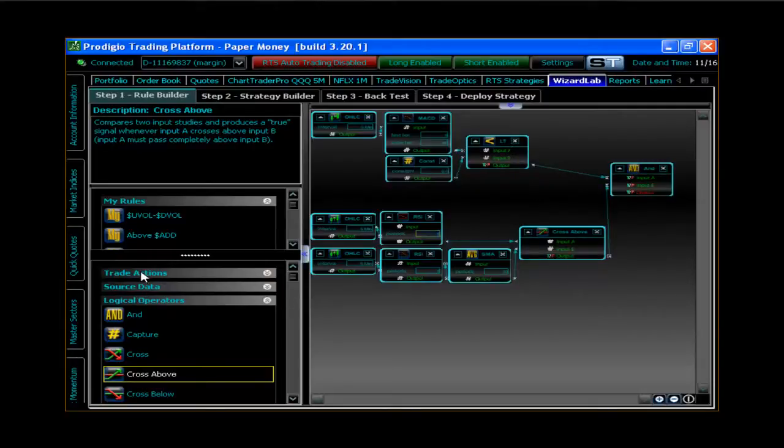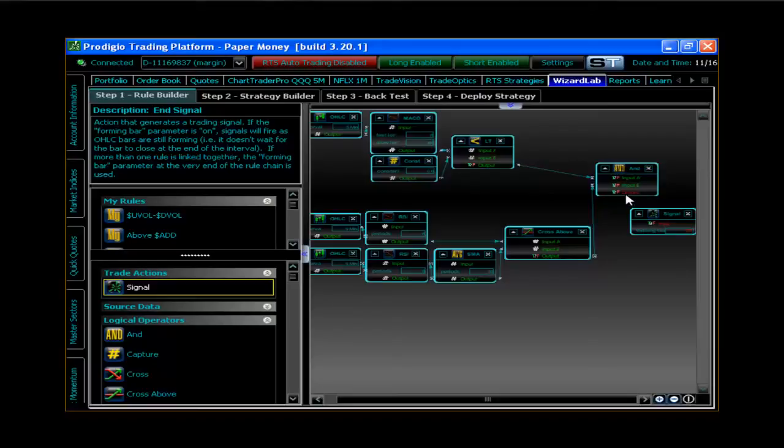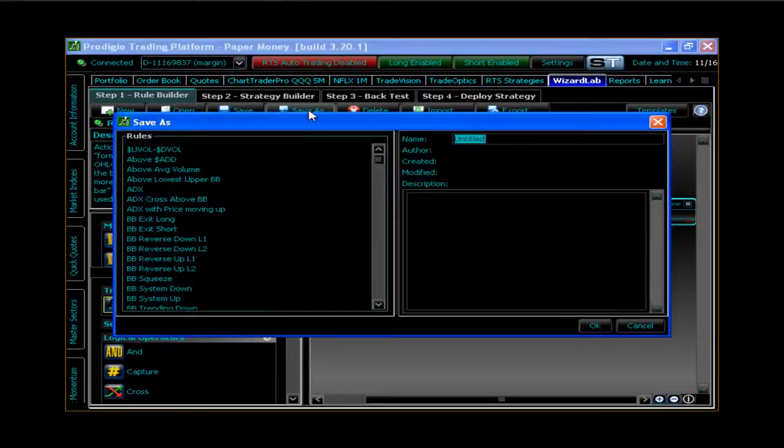What I do is I go into my trade actions, I go into signal, and this is like the period at the end of my sentence. All this is wrapping up the rule. And when that's completed, the rule will be complete. And when I save it, it's going to tell me, okay, the rule is valid. So I can say save as. I'm going to call this RSI mean reversion long. I'm going to call it long and short. This is going to be a long signal.